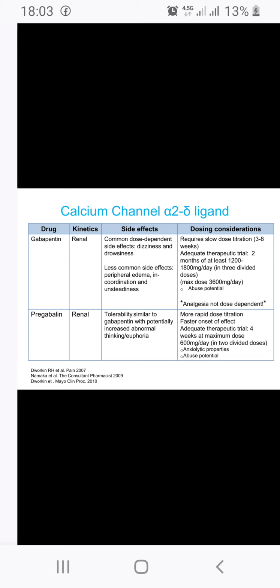It has anxiolytic properties, and again, like I mentioned, effects on euphoria. So again, concerns of abuse potential. Something to keep in mind as we talk about the opioid crisis, as another drug to look at in terms of safety.